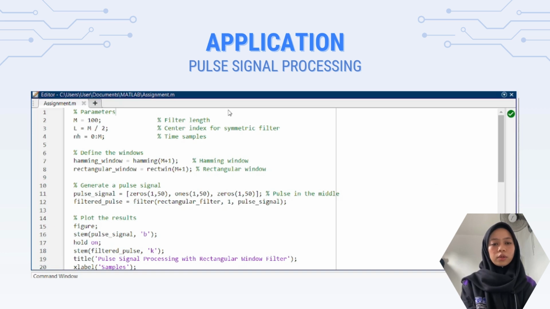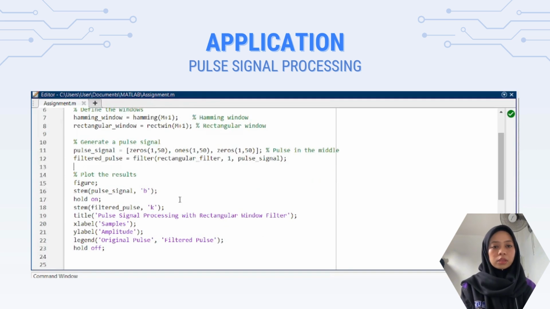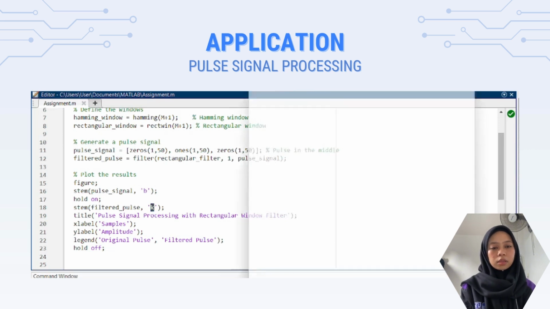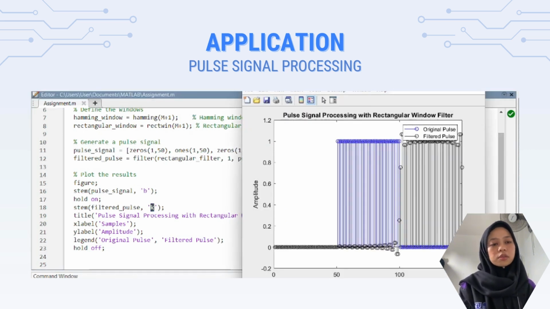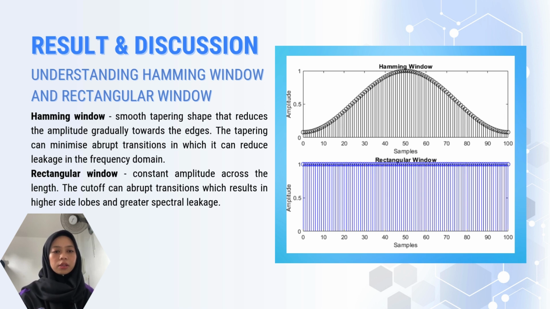Lastly, we want to generate a pulse signal for the rectangular window. With the same parameters and defined windows at the workspace here or typed in the editor, we generate the pulse signal. Then we apply the filter using the same command as previously. Next, we plot the results where both signals will be on the same graph. We differentiate them by assigning the blue color for the pulse signal and the black color for the filtered signal. Here is the result. Next is the result and discussion.